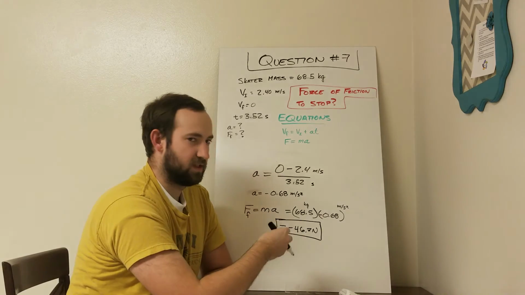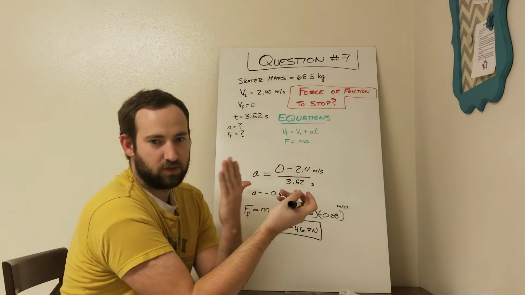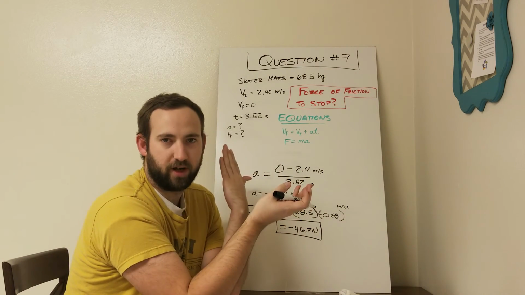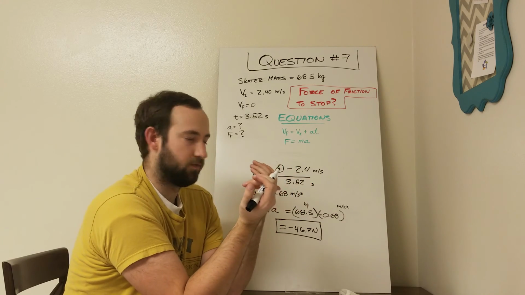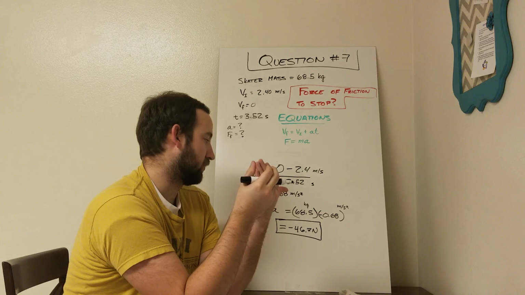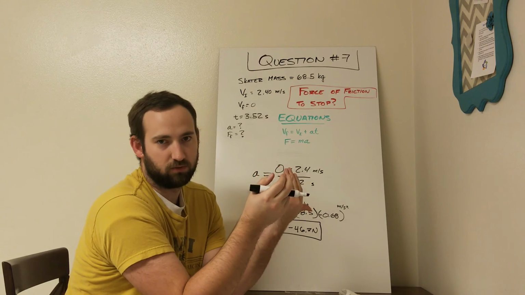So that's the force that's acting, and that negative just means that it's acting in the opposite direction. So if you wanted to just say the magnitude, you would say the magnitude of the friction is 46.7 newtons.